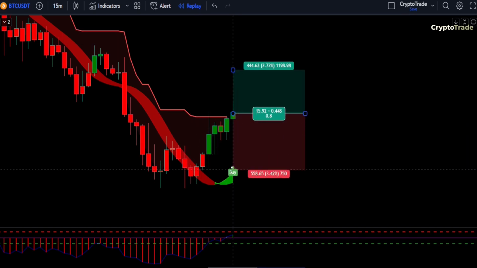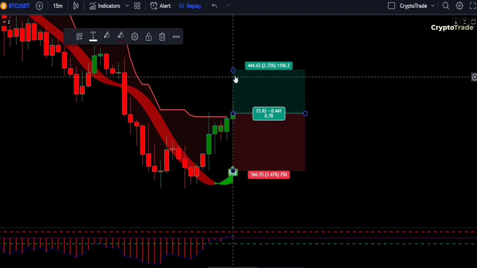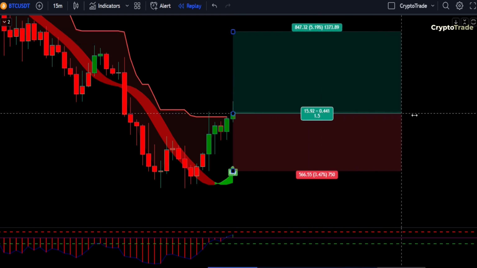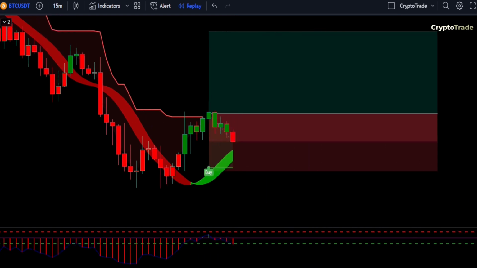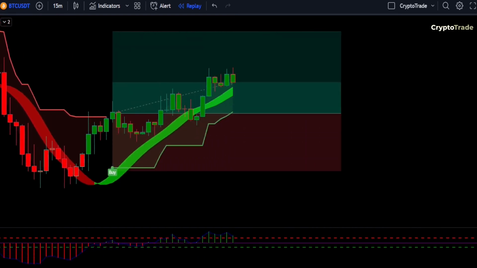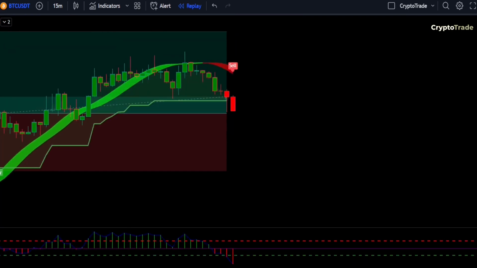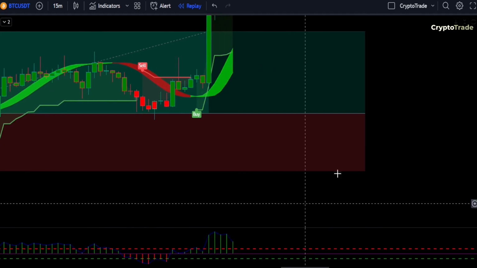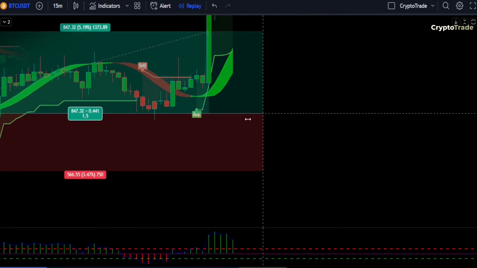Place the stop loss below the SUPERTREND indicator green line. The risk to reward ratio will be set to 1 to 1.5. I hope you have understood the buying strategy.